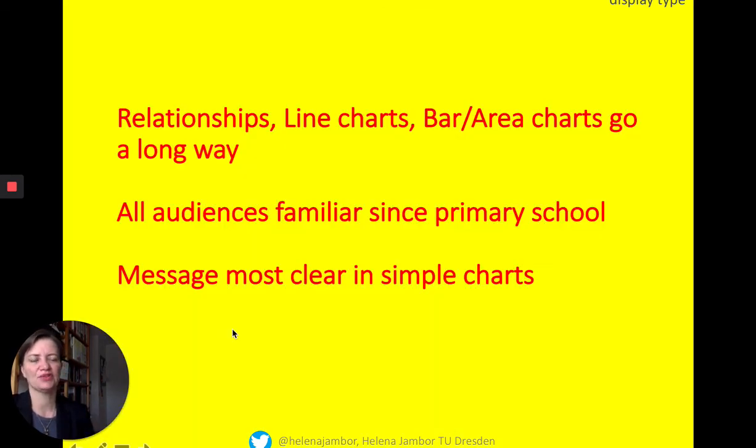I want you to take home from this unit that relationship diagrams, line charts, and bar charts or area charts actually go a really long way. All the audiences that we are communicating to are familiar with these kinds of charts since primary school. Every one of us knows an underground chart from a city. Every one of us knows pie charts since primary school, etc. So you cannot go wrong with these kinds of charts. And the message that we want to communicate is usually most clear if we stick to simple chart types.